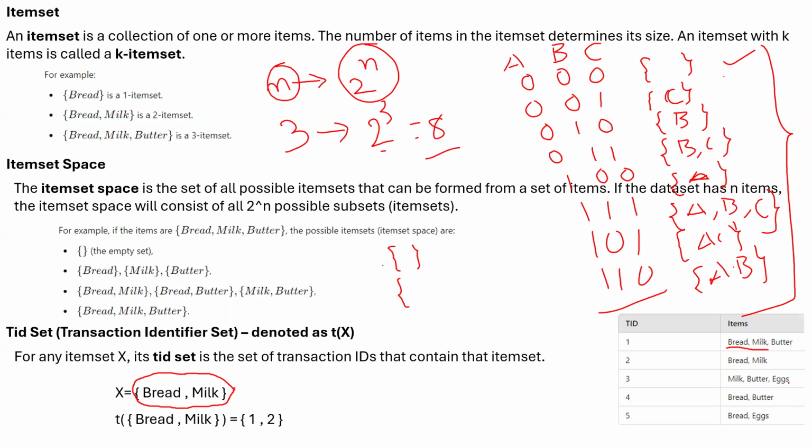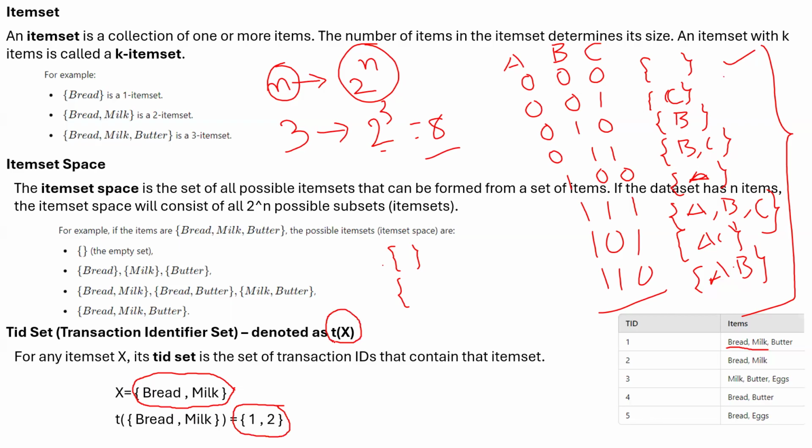So TID set, transaction identifier set, is nothing but in which all transactions the item set has happened. That set would be the transaction ID set. Now for bread and milk, it is 1 and 2. Okay, so that is what transactional identifier set means. That is denoted by T of X. Okay, transaction ID set, identifier set, is denoted by T of X.